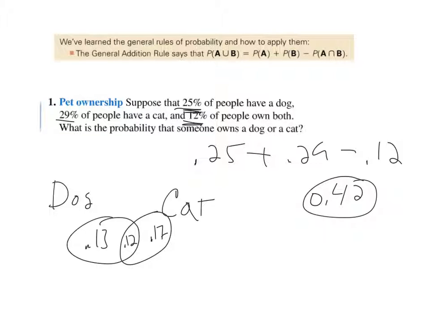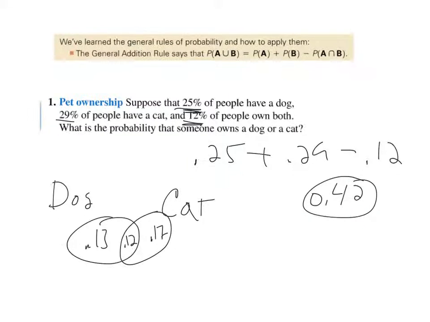So at this point, you can see if you just add up these three numbers, we get 0.42, which is what the addition rule said. By subtracting the 12%, you don't count it twice, and that's the important part here.